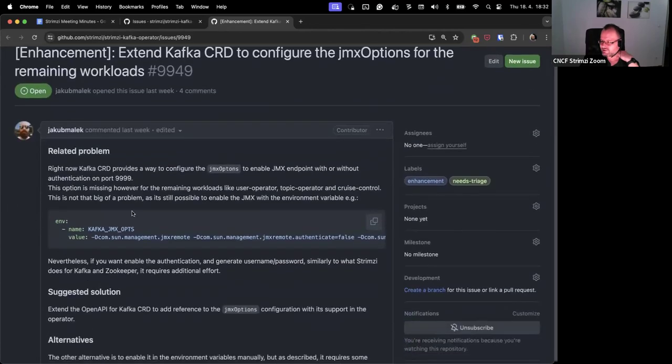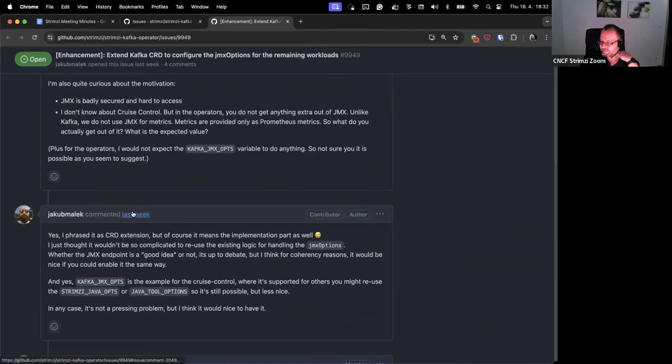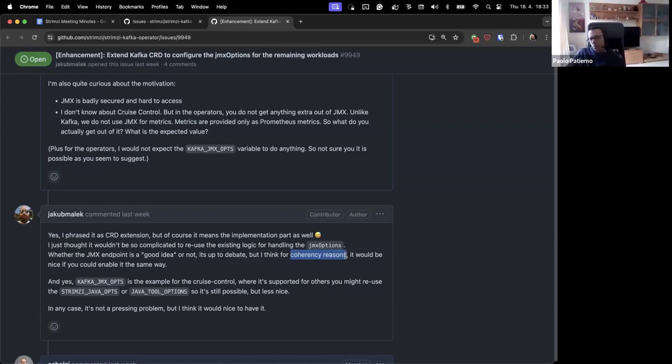At the end, the issue starts basically just by saying that, yeah, it would be nice to have it there for coherency reasons. I don't think we want to put in the effort for coherency reasons. Coherency is great, but it's not worth it for this one, because the effort is more than the outcome or the advantages that you can get.